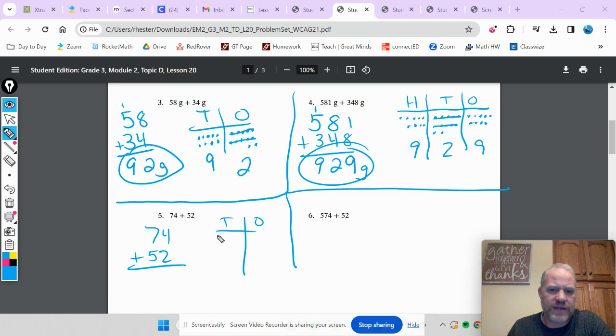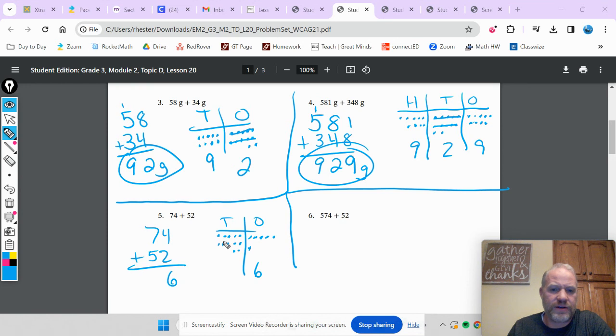We have 7 tens, 1, 2, 3, 4, 5 ones. And then 1, 2, 3, 4. 52. I already added this one by accident. 1, 2, 3, 4, 5. Oh, wait. 6, 7. That was funny. Okay, not funny. I made a mistake. 1, 2. All right, so now I have 6 here.